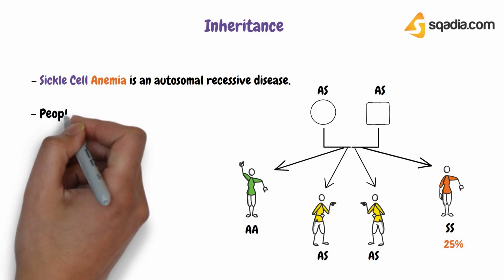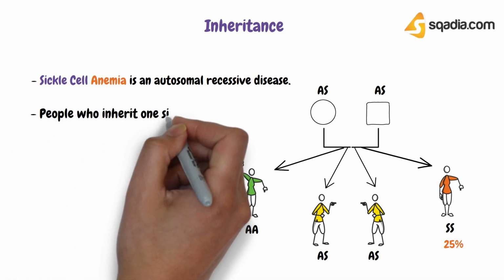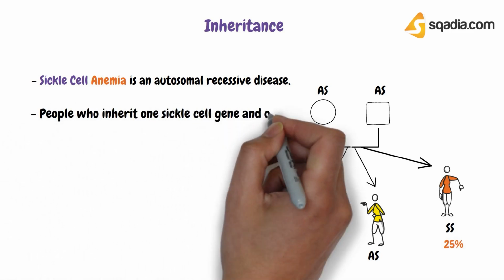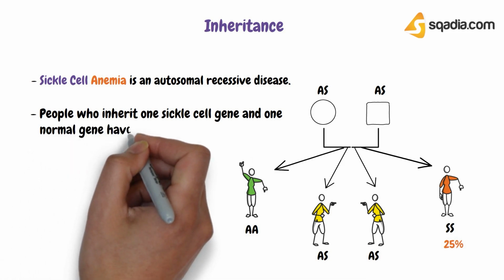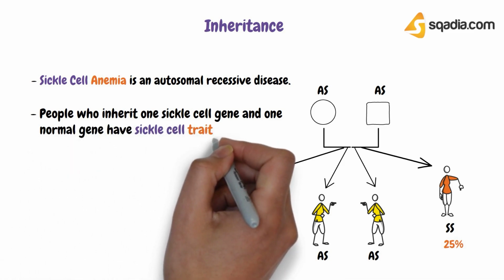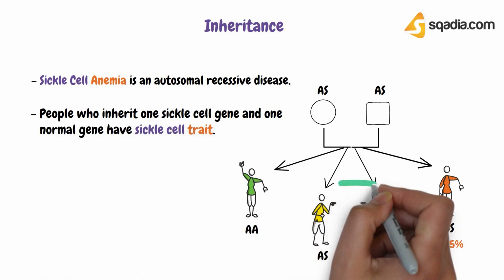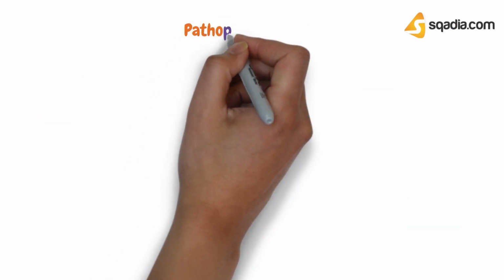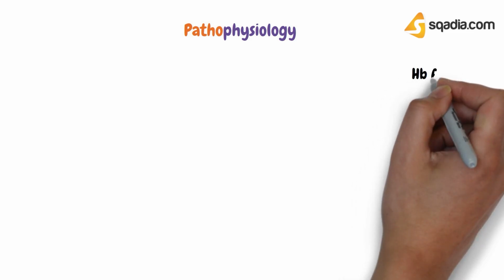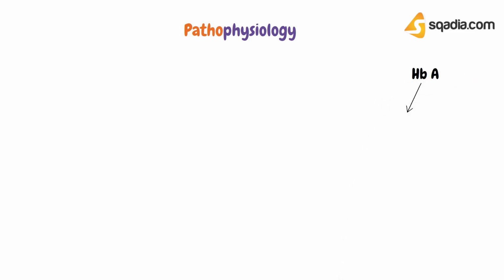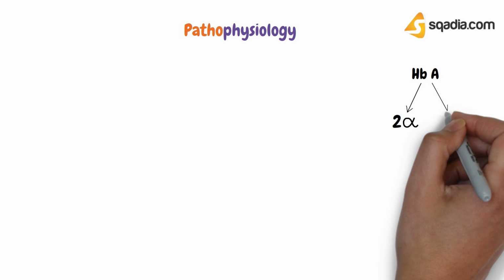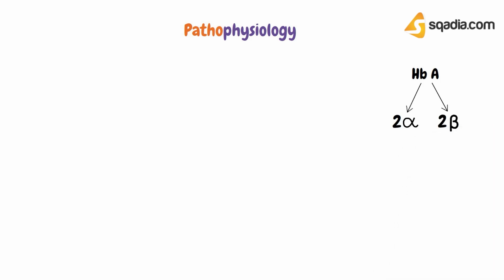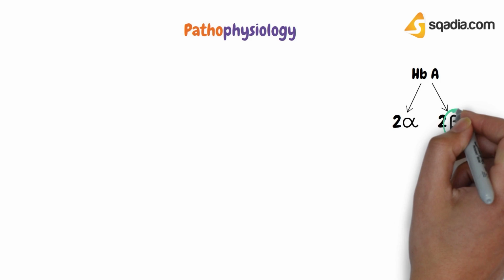And people who inherit one sickle cell gene and one normal gene have sickle cell trait, which are these two right here. So now moving on to pathophysiology. We know that hemoglobin A is made up of 2 alpha chains and 2 beta chains. The problem in sickle cell anemia occurs in the beta chains of hemoglobin A.